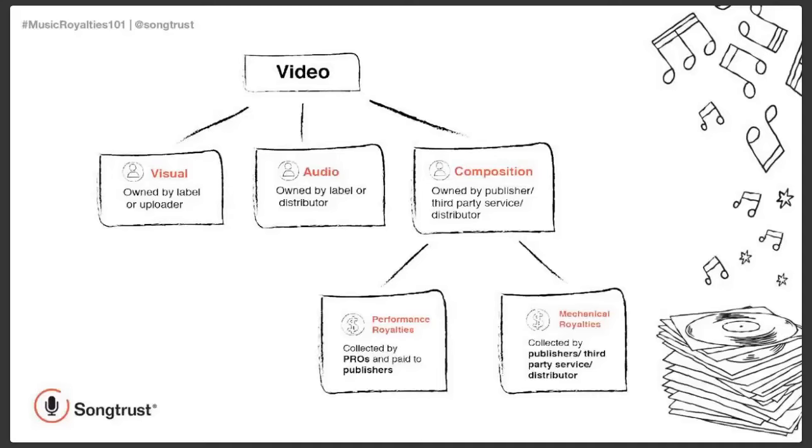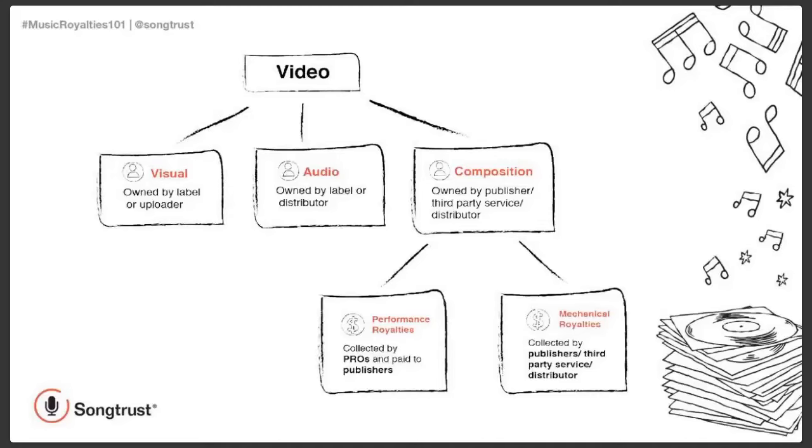So the visual part, the video itself, is typically owned either by the person who uploaded the video or maybe by a label if it's an official music video. The audio portion, that's the master recording that we talked about earlier, that's typically owned or controlled by a label or by a distributor. And the last component is the composition, which is owned by you as a songwriter and then controlled on YouTube's platform by your publisher or whatever third-party service or distributor you're using to monetize your composition on YouTube.